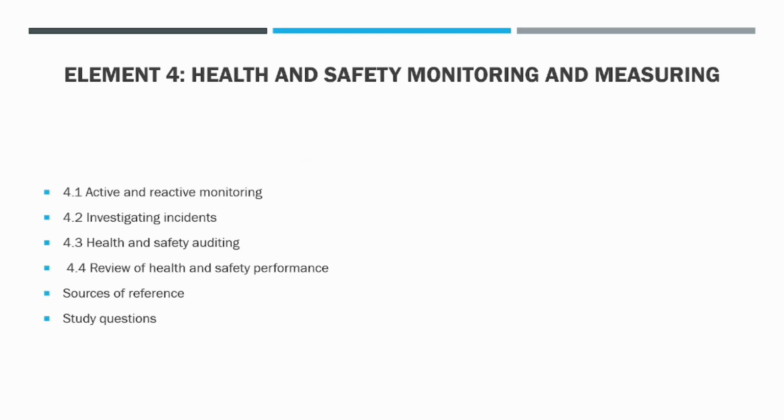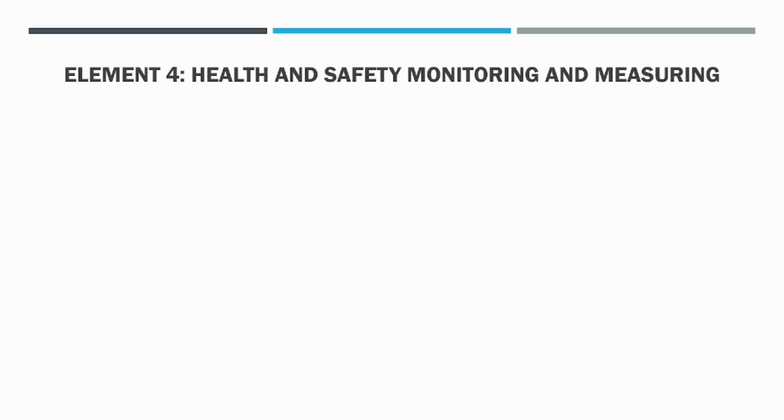Element number 4, health and safety monitoring and measuring. The first thing is this element explains how organizations check health and safety performance. This contains the first module here in the fourth element, which is active and reactive monitoring.